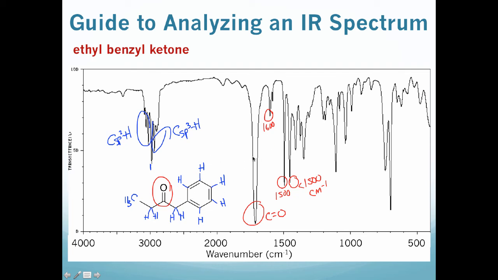One other thing we can pull out of here pretty easily is this signal just less than 1400, and that is representative of a methyl group, and that's this methyl group right here. So these are a few of the things that we can pull out of this spectrum.